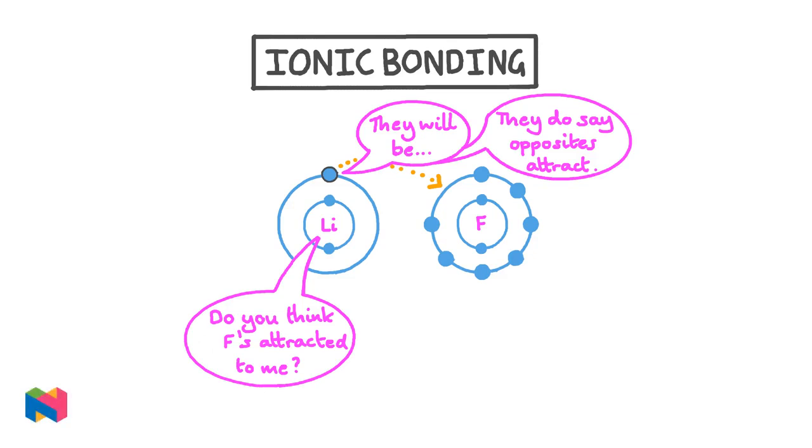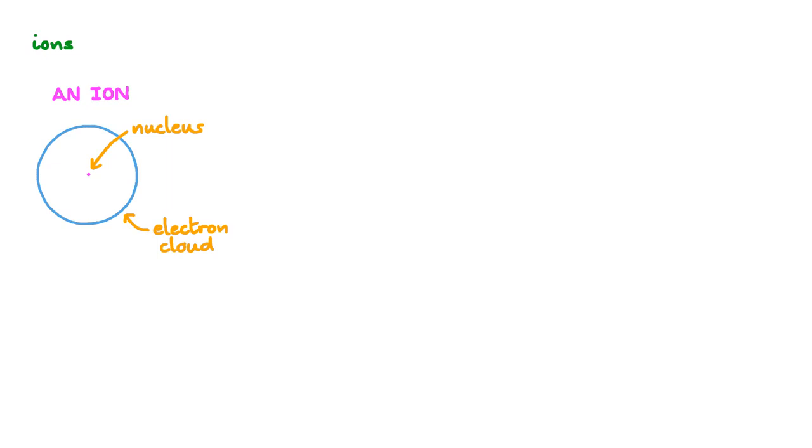In this video, we will learn about the electrostatic attraction between ions that we call ionic bonding. We'll also look at how these bonds result in the distinctive properties of ionic compounds. An ion is the combination of a nucleus containing protons and usually some electrons.